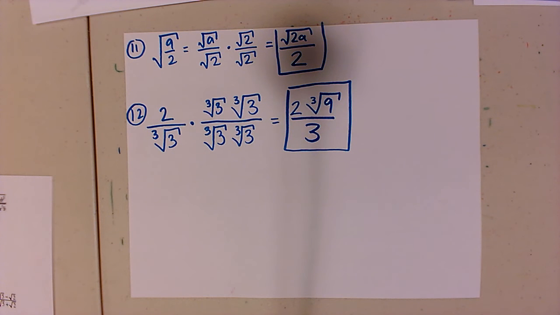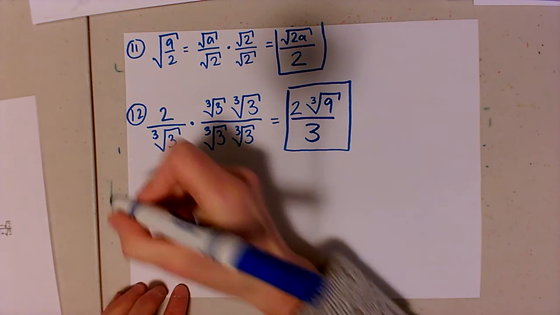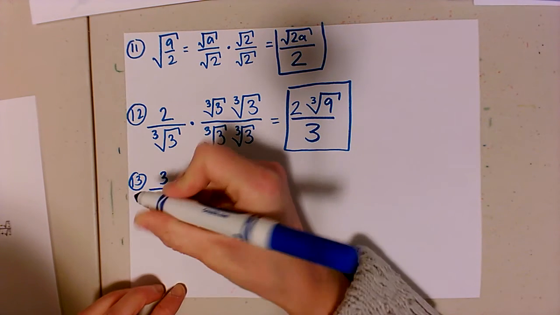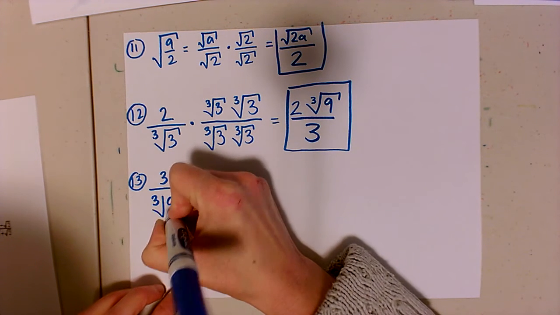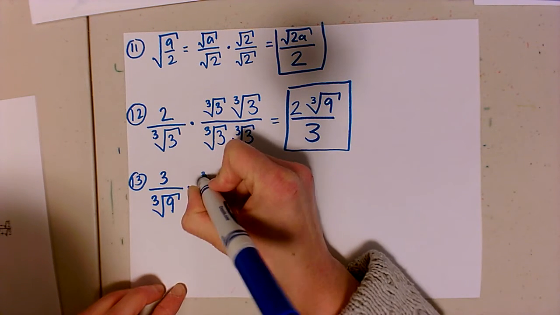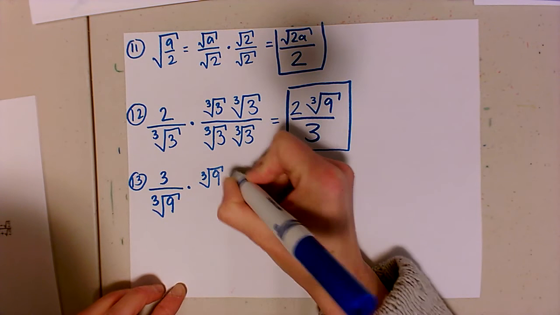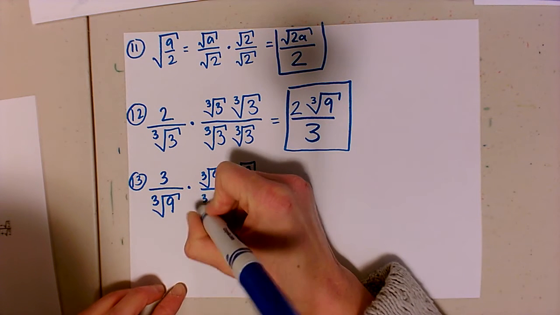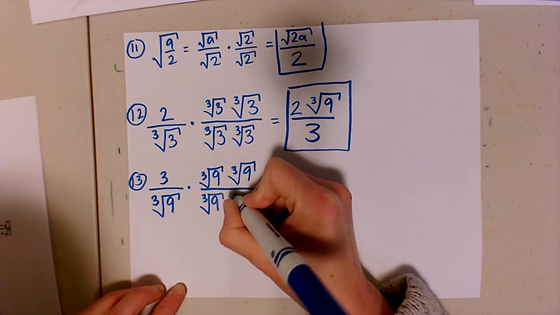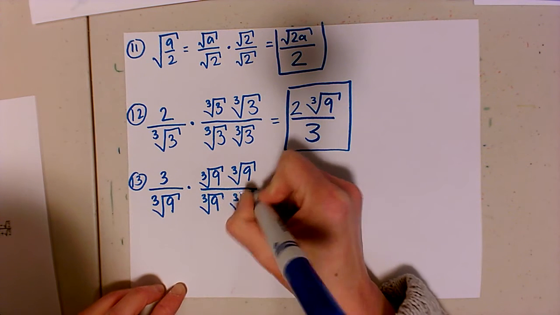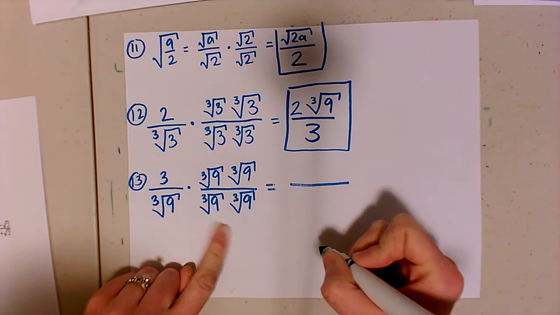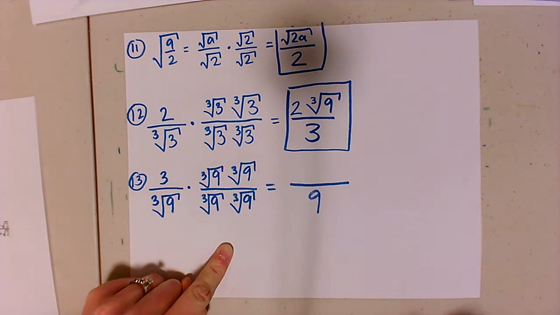So let's go on to number 13. So 13 is another cube root problem. We have 3 over the cube root of 9. So we're going to multiply by the cube root of 9 times the cube root of 9, right? So we want to get that cube root to cancel. So we need 2 more of them to make 3 to get it to cancel in the denominator. So 3 cube roots of 9, well, that disappears and we have just 9.